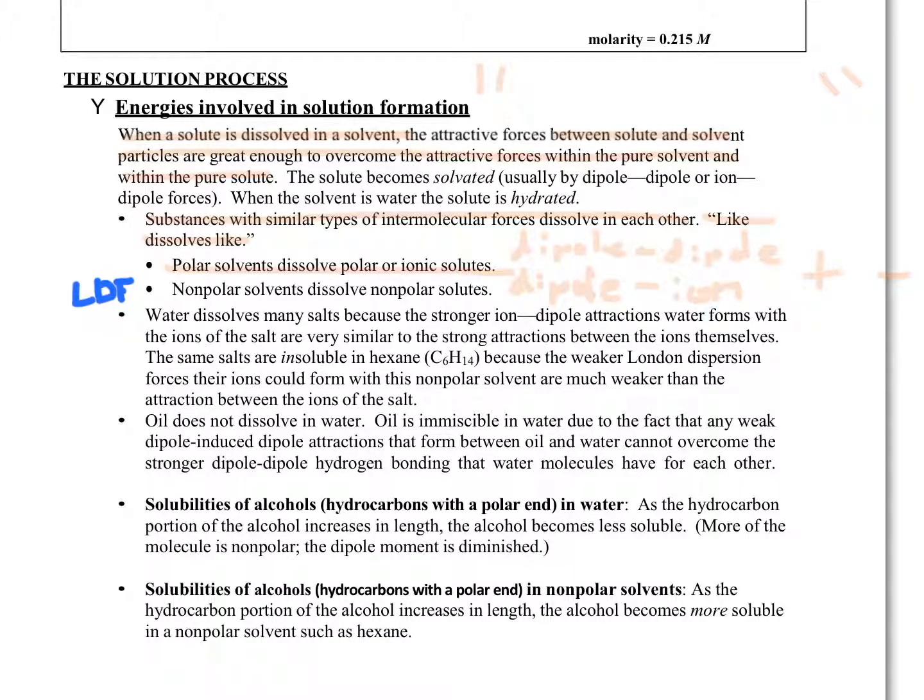So water is able to dissolve many salts, so many ionic compounds, because the stronger ion-dipole attractions that water forms with the ions of the salt are very similar to the strong attractions the ions themselves have. So the attractions between the ions are going to be very similar to the attraction between the ion and the pole on the water. But something like hexane is not going to dissolve into water because the water is going to be more attracted to itself than to that hexane. So the water will pull to itself.